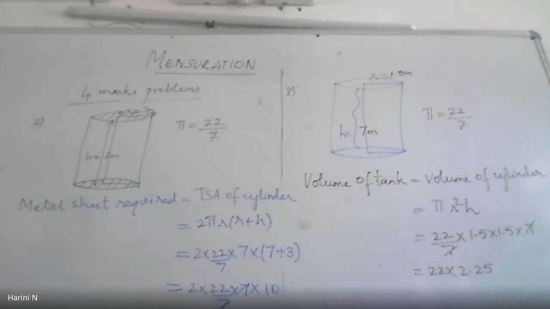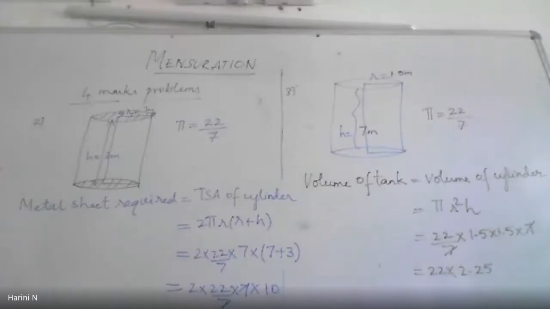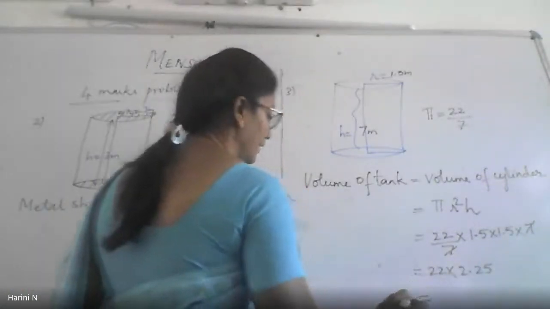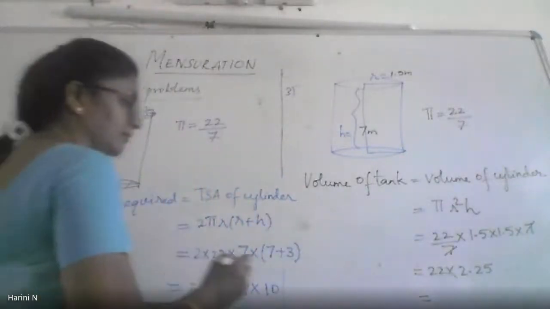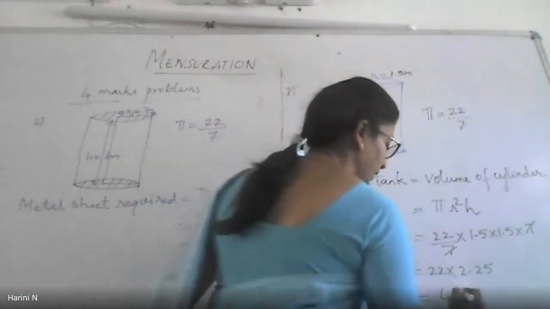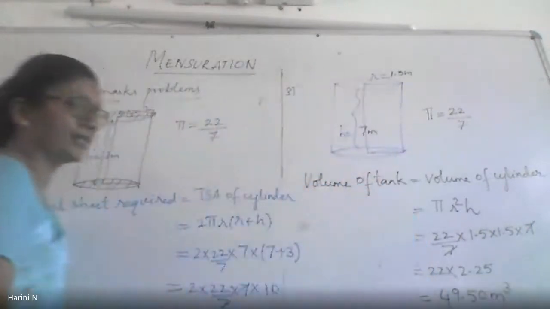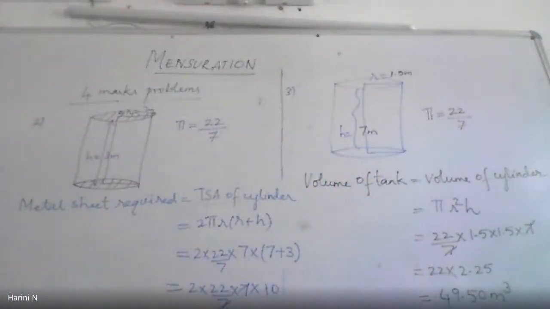Yes, multiply quickly. 2 digits after the decimal. So multiply your 225 with 22 and take 2 digits after the decimal. It should be 49.50 meter cube. Correct? Are you getting 49.50? Yes, ma'am.